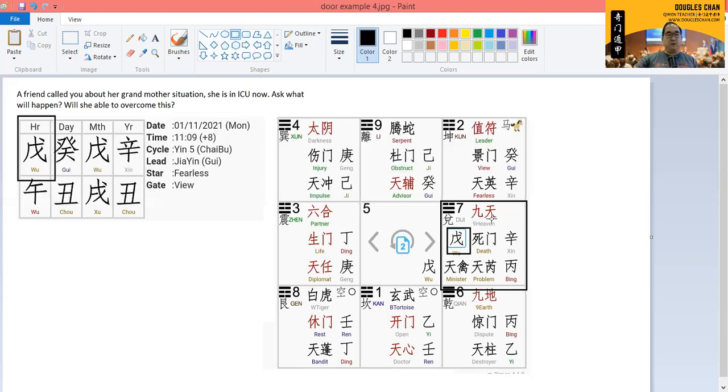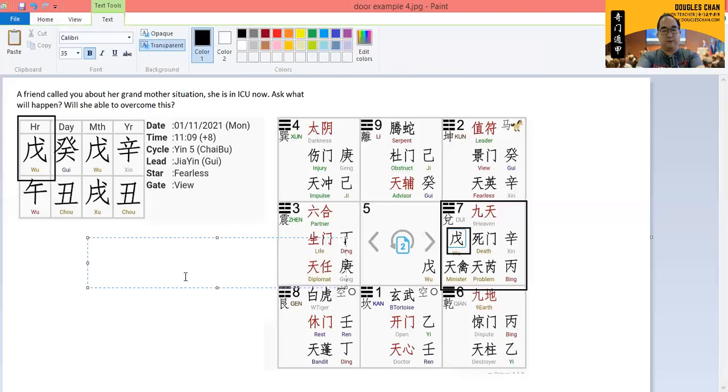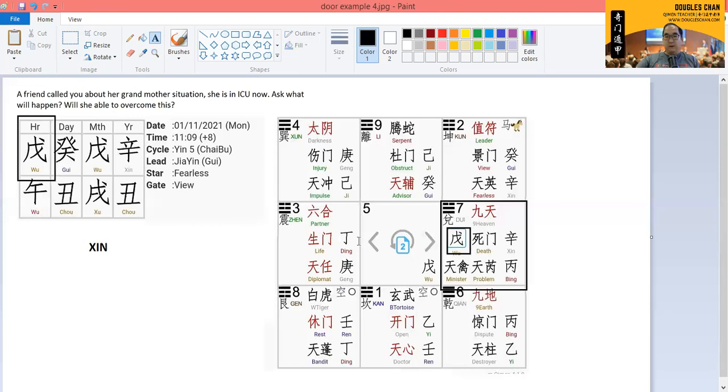The second part is, as we move along, I go and check the birth year of this person. Interestingly, this person's birth year belongs to Xin. Let me type it down first, Xin. Xin itself is symbolized by this particular Xin over here, which is box number 7 also. So the Xin is together with box number 7, which is the death door, 9 Heaven, and problem star. This means that the matter element within box 7 is in harmony with the person, the grandmother.